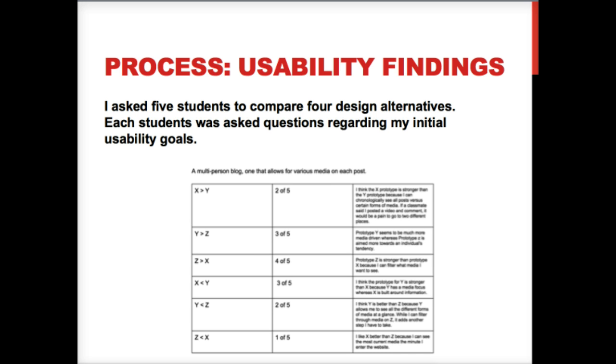Basically, in this example, one of the user requirements was that it was a multi-person blog that allows for various media on each post. So what the users would do is they would say, is X better than Y? Is X better than Z? They would say which one is better, and then I would get a little bit of a response.